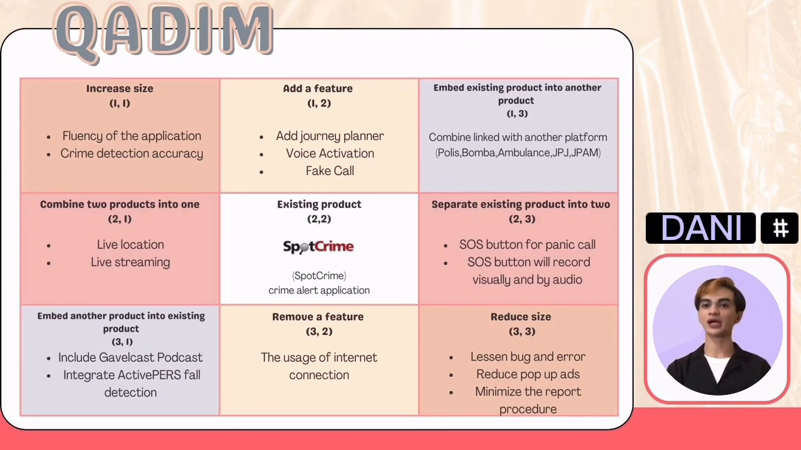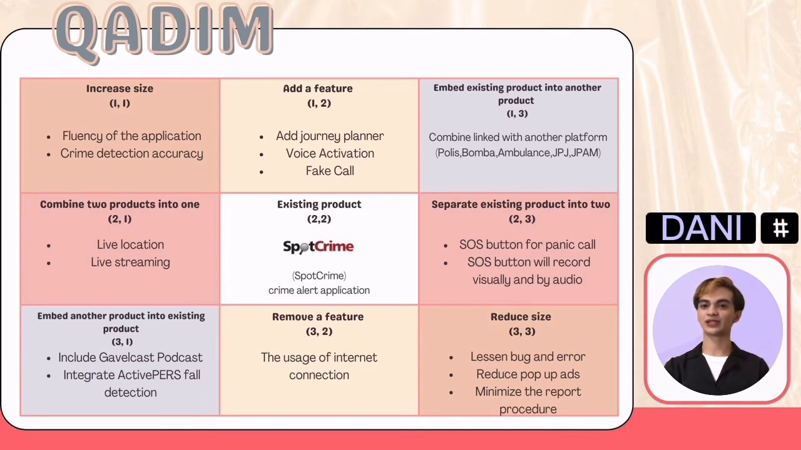Number 2.3, dividing two products into one. The SOS button that is featured in MySejahtera will be integrated into this application and will be divided into two functions. Number 1, it is to alert the police, ambulance, and any related department, either by clicking the button or by voice activation. Number 2, as soon as the button is activated, the application will start to record the surroundings immediately, visually and audibly.